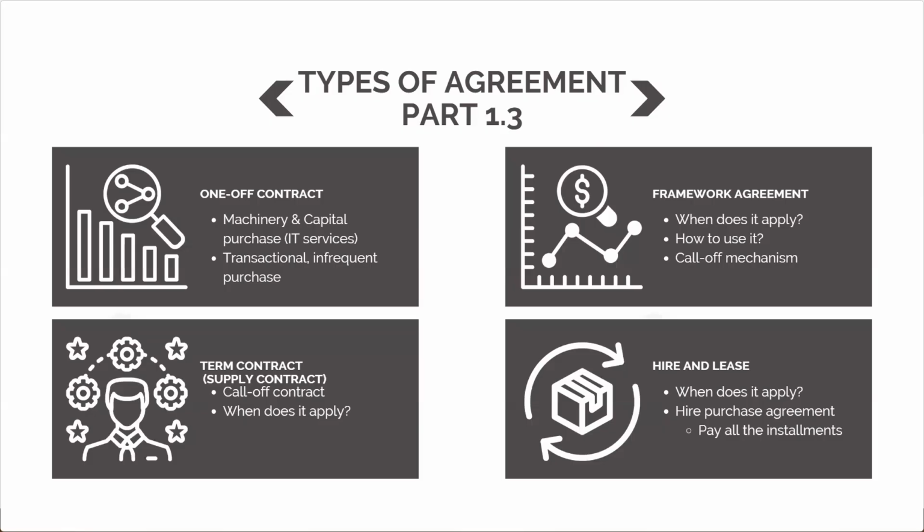So the framework agreement is a very special case compared with the other three types of agreements: one-off contract, term contract, or hire and lease. They are all contracts. They are all enforceable contracts. And as a buyer, you need to pay for those products or services. But with a framework agreement, it is not yet a contract. Actually, it just provides a frame or a skeleton for the formation and operation of later contracts.